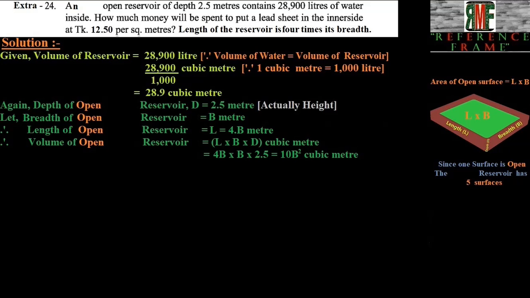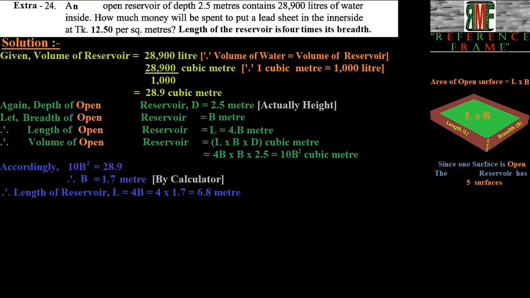Again look, here we have 2 volumes, and both of them mention the volume of the reservoir. One is 10B square, another is 28.9 cubic meter. So we need to use these, so let's move forward. Since both of them mention the volume of the open reservoir, we can equalize them. So by equalizing them, we write 10B square equals 28.9, and from here by calculating we get B equals 1.7 meter, which is the breadth of the rectangular reservoir. Therefore, the length of the reservoir is 4 times the breadth, so L equals 4B, and we have 6.8 meter.